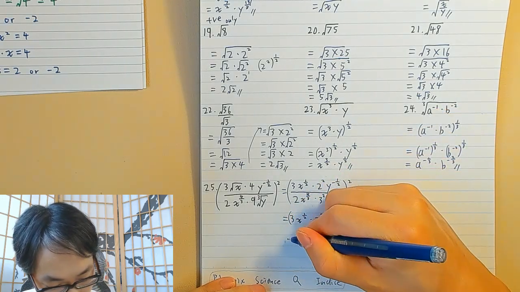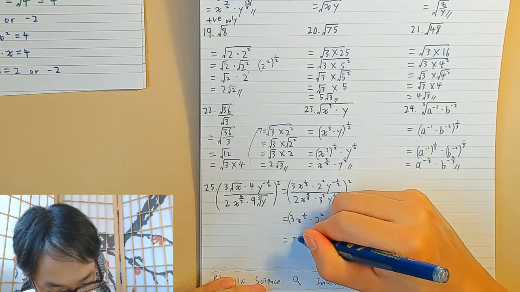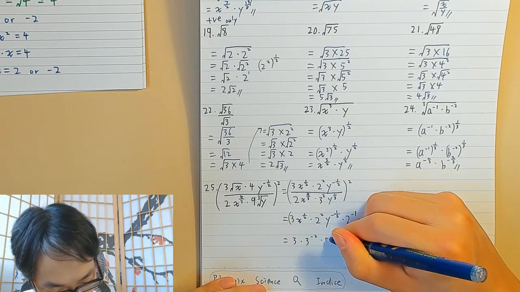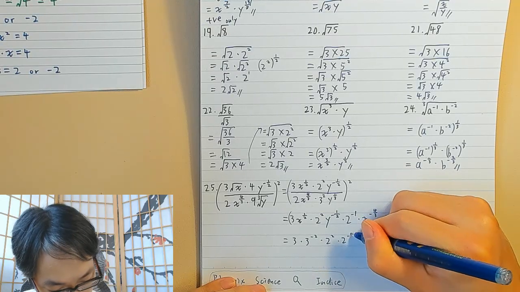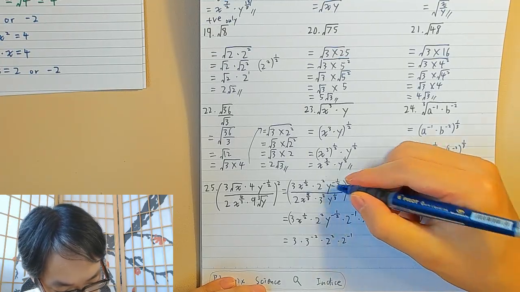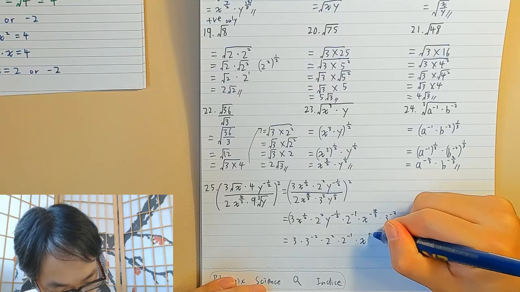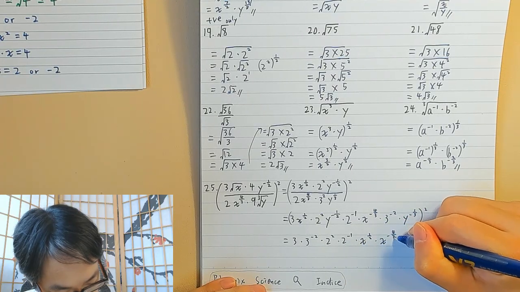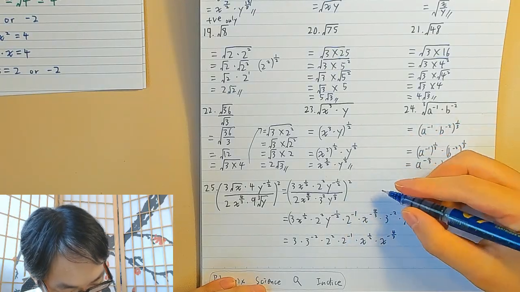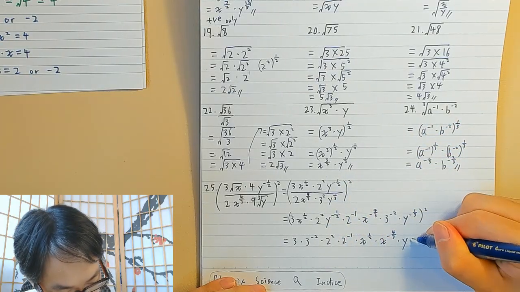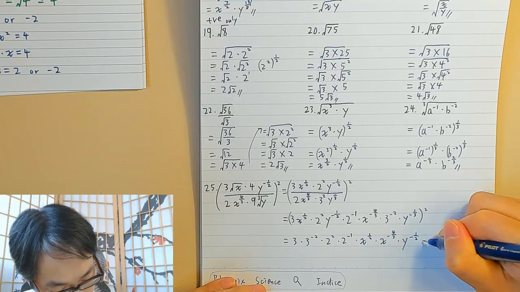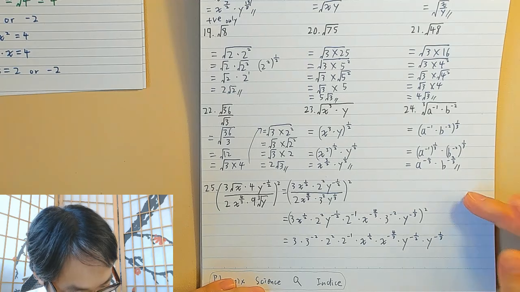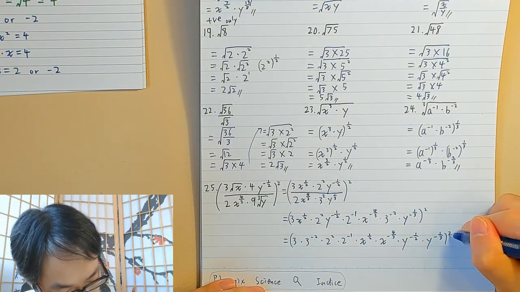So this is equal to 3 times 3 to the power of negative 2 times 2 squared times 2 to the power of negative 1. Then connect the x's: x to the power of 1 over 2 times x to the power of negative 4 over 3. Then we do the y's. Y to the power of negative 1 over 2 times y to the power of negative 1 over 3. Is that everything? Yes. So then square.